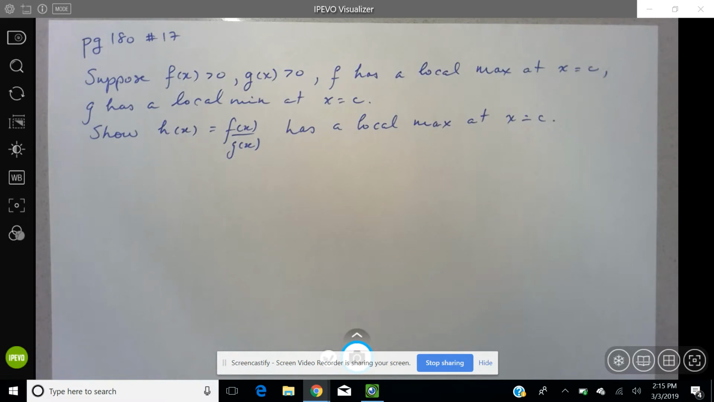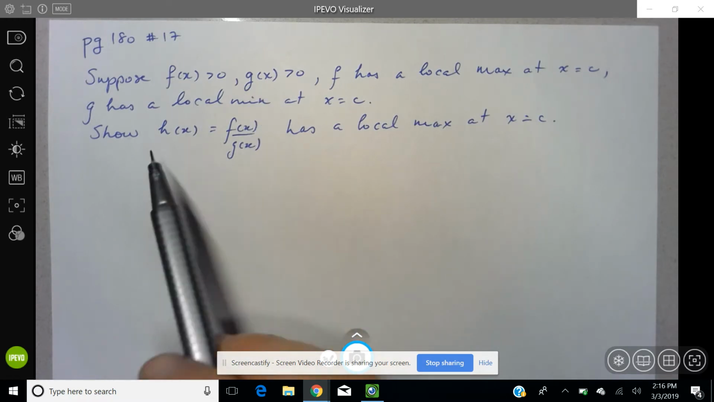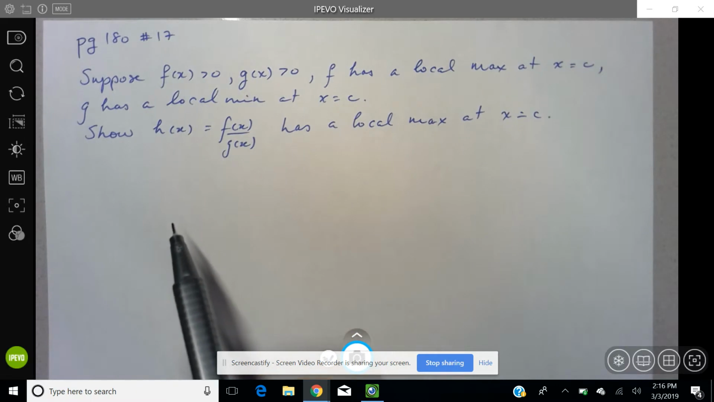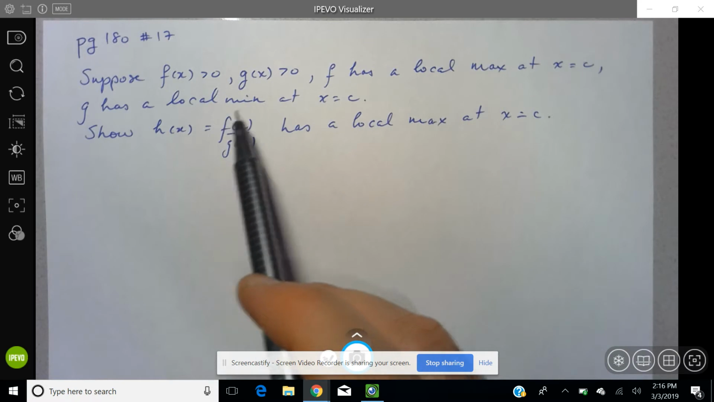Hi folks, we're going to take a look at number 17 from page 180. So here this is a bit of a proof question. They give some information about functions f and g. They tell us that f and g are both positive functions, meaning they're greater than 0 for all their domain. And they tell us that f has a local max at c and g has a local min at c.